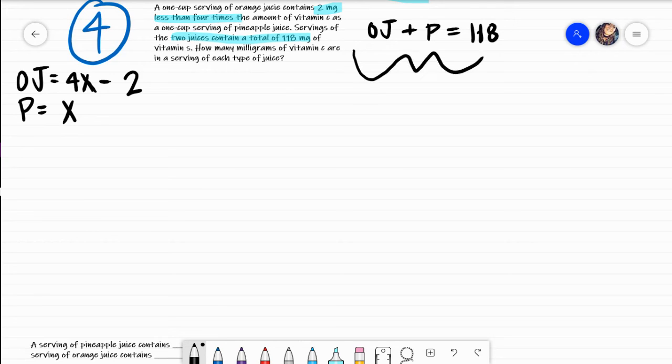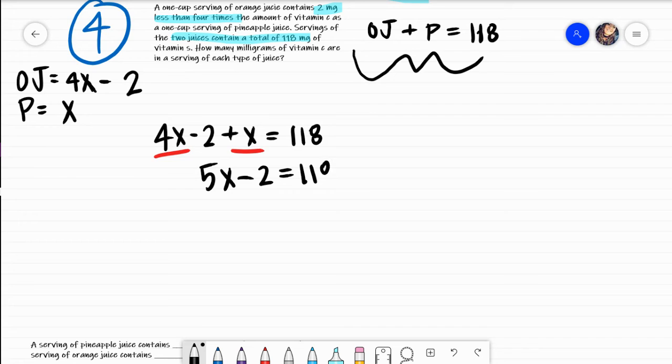So over here, it showed me that I'm going to add them. So what I do is I literally add. I do 4x minus 2 plus x equals 118. I notice like terms right here, so I'm going to combine those together. I get 4x plus 1x equals 5x. I have not touched that 2. Here, I'm going to go ahead and do the inverse so that it can move. And I get 5x, those cancel, equals 120.